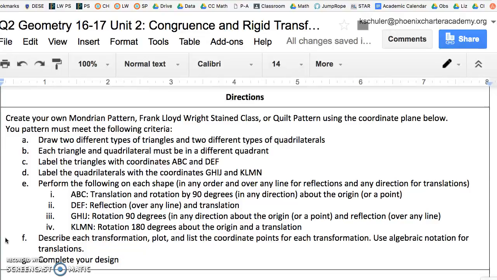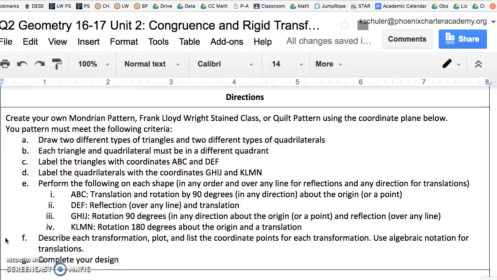You must draw 2 different types of triangles and 2 different quadrilaterals. So that means you could have perhaps a scalene triangle, an isosceles triangle, and then maybe a rectangle and a rhombus. Or maybe you want a right triangle and an obtuse triangle and a parallelogram and a square. It doesn't really matter which ones you choose, but you have to have 2 triangles and 2 quadrilaterals. Your 2 triangles must be different and your 2 quadrilaterals must be different.